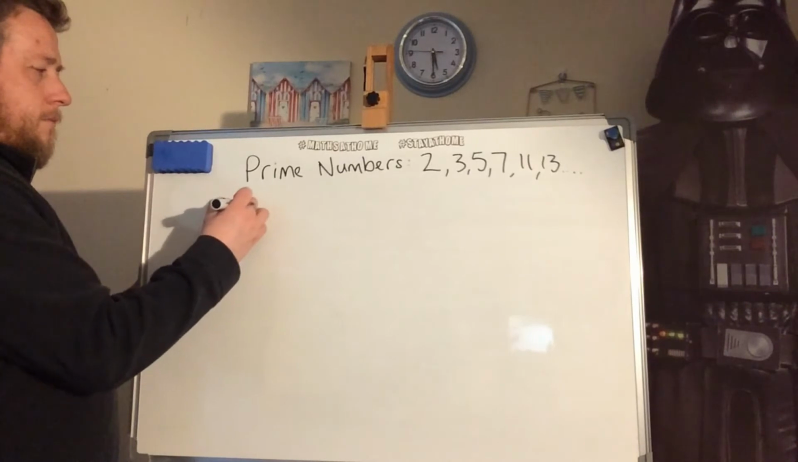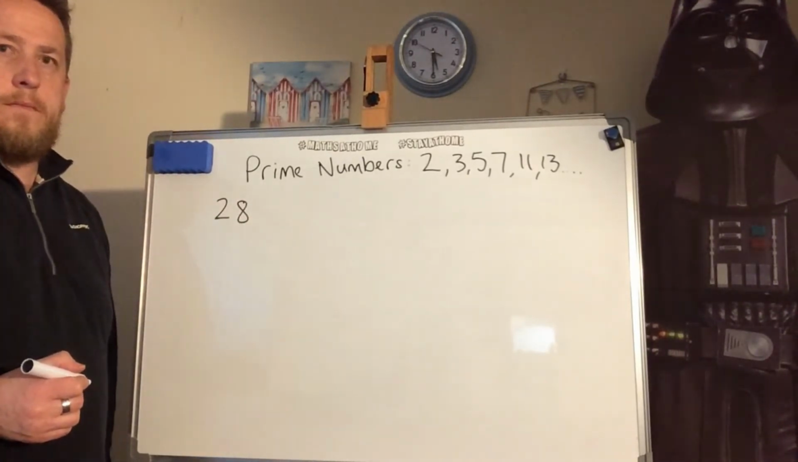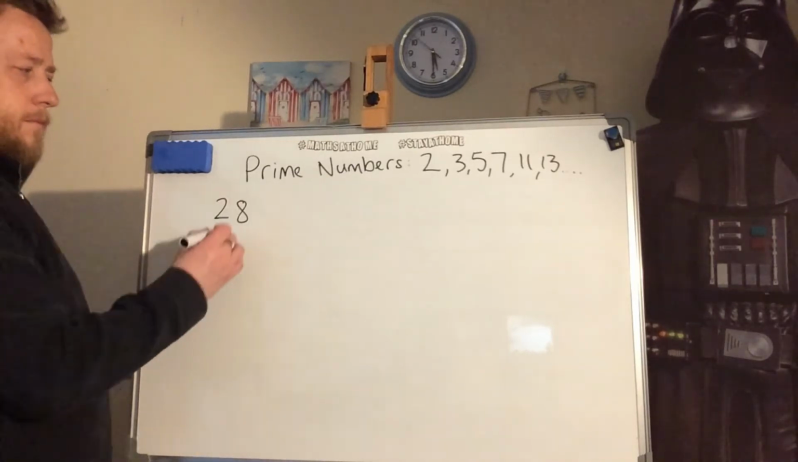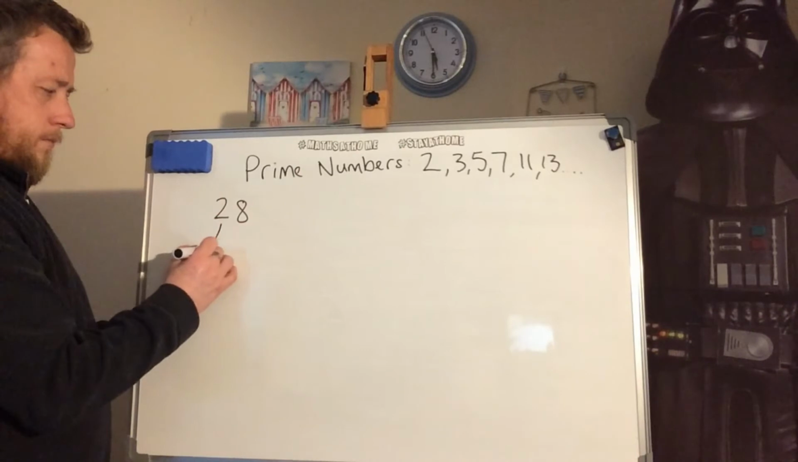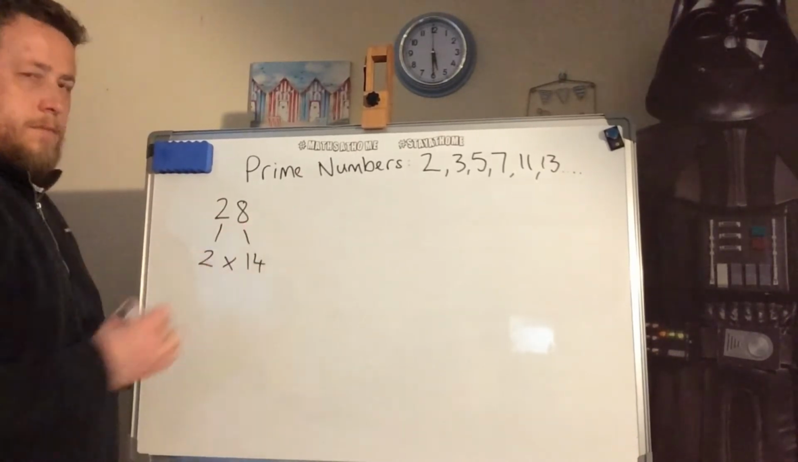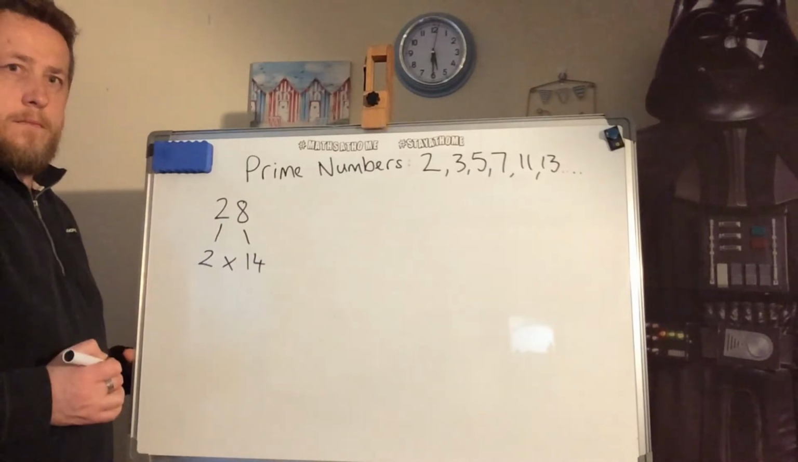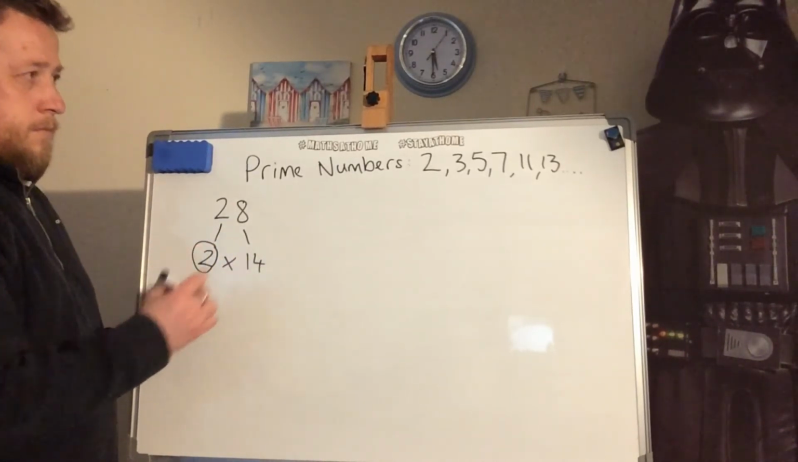So let's start with a question. What number? Let's start with 28. Okay, so what we need to do is come up with a prime number from our list, which we know is a factor of 28. So we're going to choose 2. So we know that 2 times 14 gives us 28. Now 2 is a prime number, so we circle it.